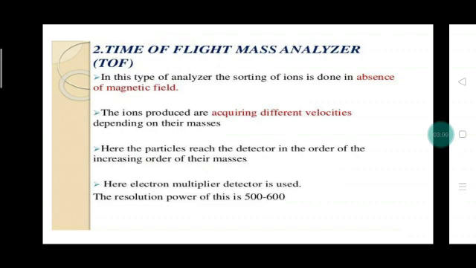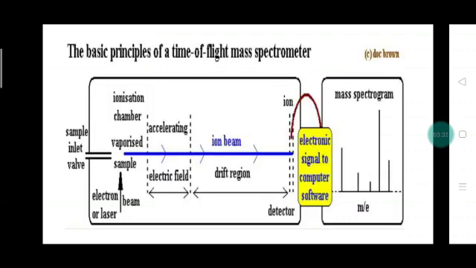The second one is the time of flight mass analyzer. In this analyzer, the sorting of ions is done in the absence of a magnetic field. The ions produced acquire different velocities depending on their masses. In the time of flight mass analyzer, the particles reach the detector in increasing order of their masses. Here, an electron multiplier detector is used. The resolving power of this is 500 to 600. The basic principle of the time of flight mass analyzer.